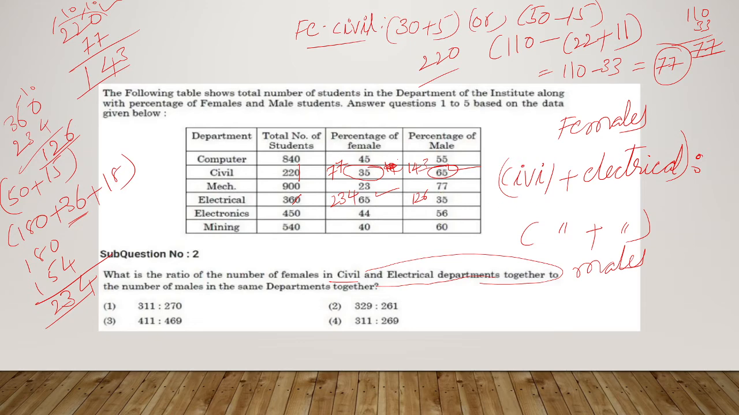Now we have to add these two. Civil females plus electrical females, and civil males plus electrical males. We have to add these two first, and make the ratio for these two. That means 234 plus 77, how much? 7 plus 4 is 11. 8 plus 3 is 11. 311.